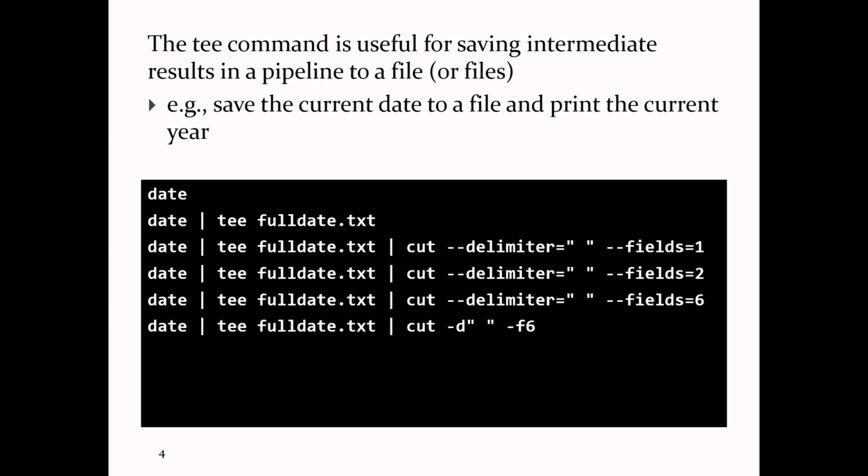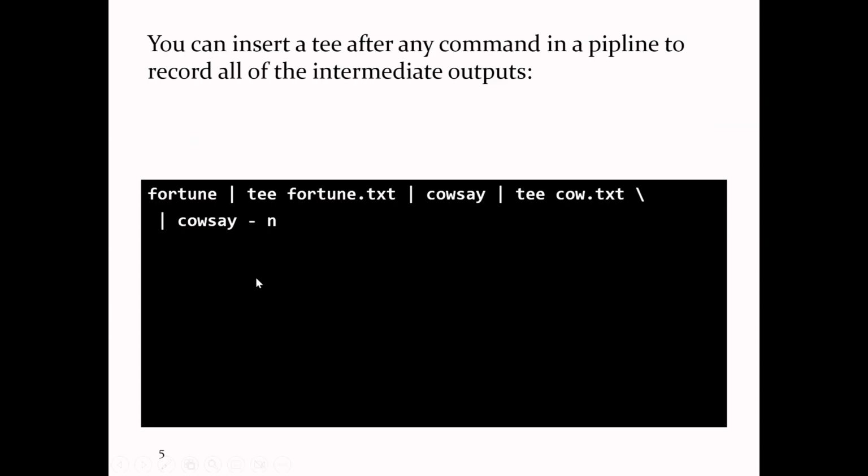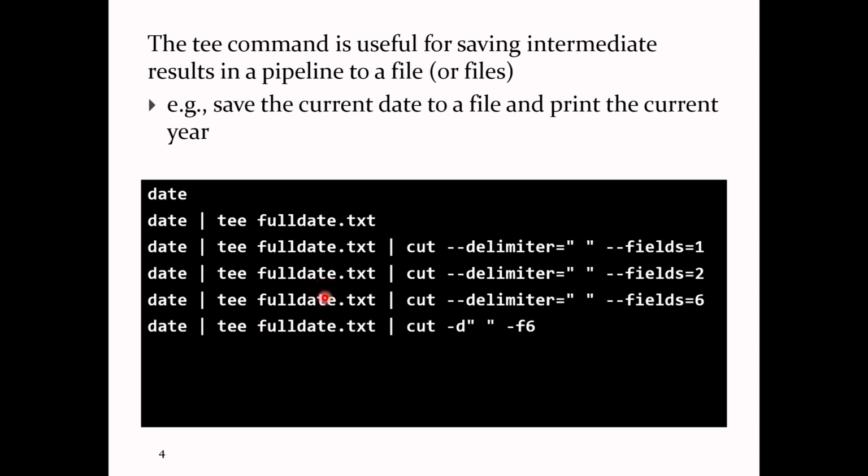The T command is useful for saving intermediate results of a pipeline to a file or files. What you have to be very careful about when using a T is this: when you say T followed by some file name, it sends a copy of its input to the file that you specify. But you don't actually know when that file will be written to. There's no guarantee that the T writes the full data before the next command happens.